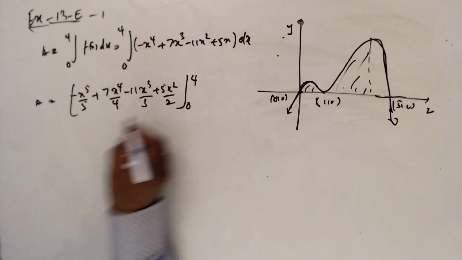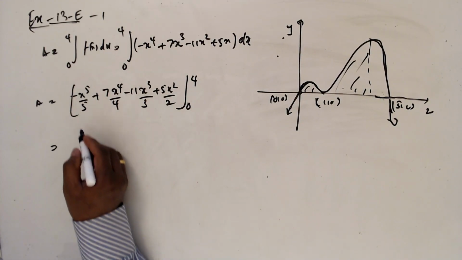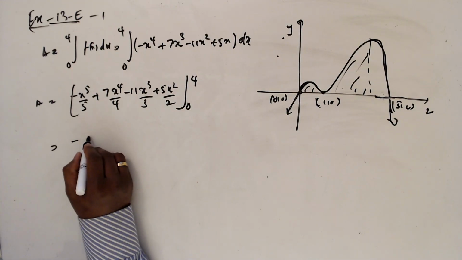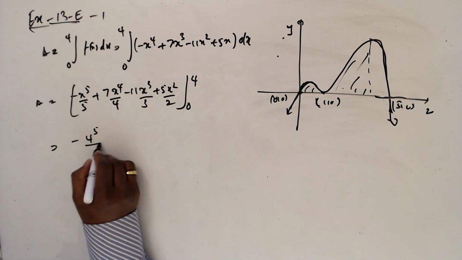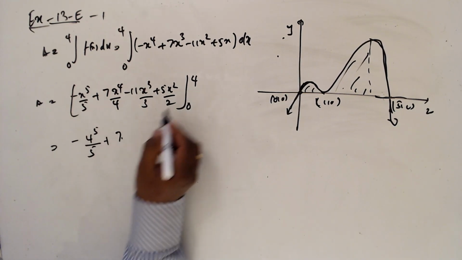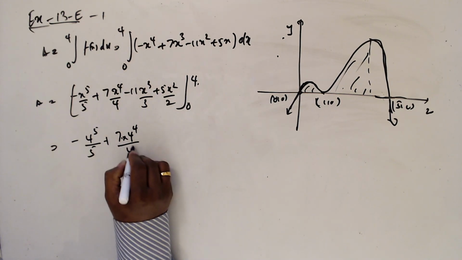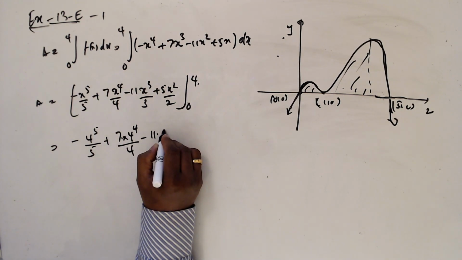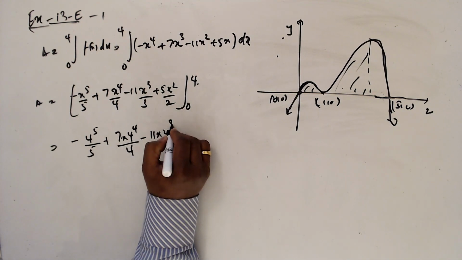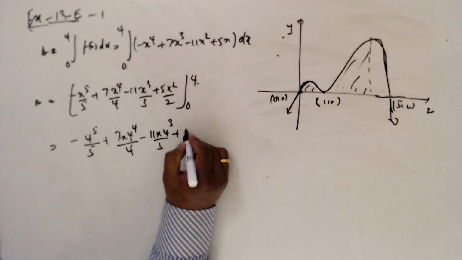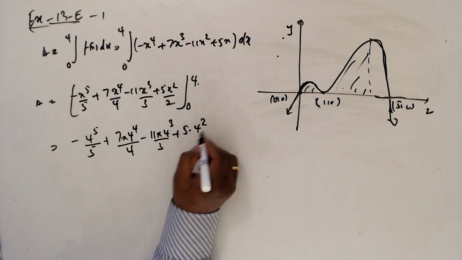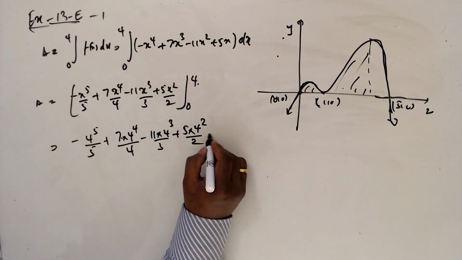0 to 4. Then we'll apply 4: minus 4^5 over 5, plus 7 times 4^4 over 4, minus 11 times 4^3 over 3, plus 5 times 4^2 over 2, minus 0.